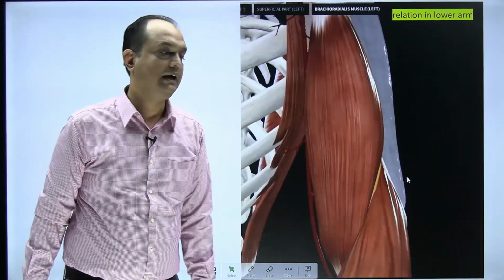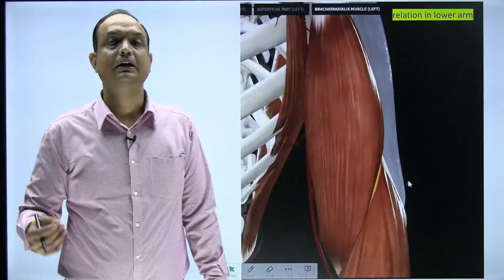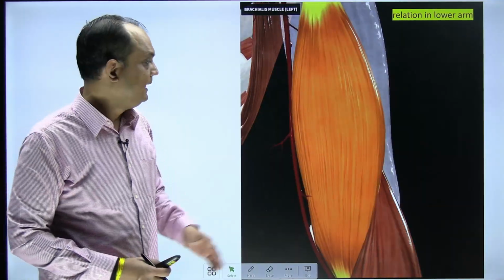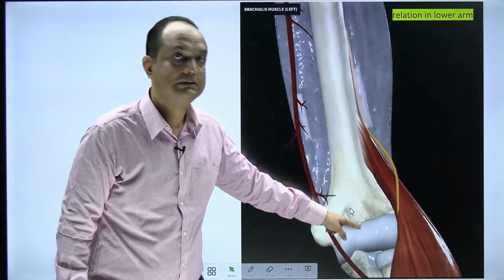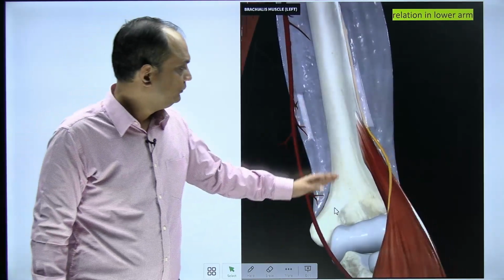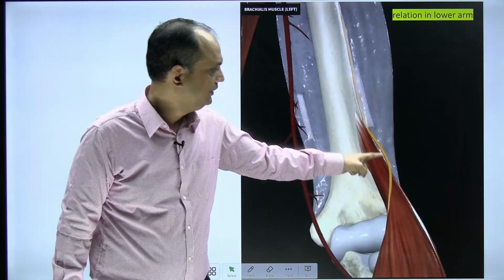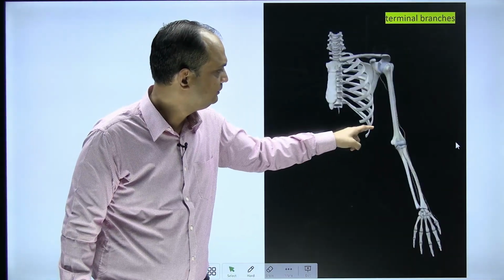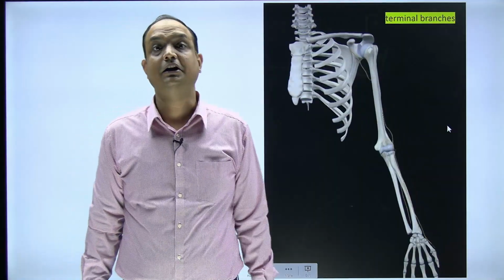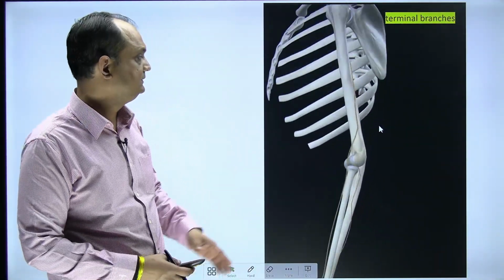So when you are dissecting, and if I want to trace the entry of radial nerve into the front of the arm, I have to dissect along this lateral border of the brachialis in the lower part. Once you remove the brachialis, you can very well see this is your radial nerve, which is entering at this point after piercing. Now here you can see the termination of your radial nerve. So radial nerve terminates here.